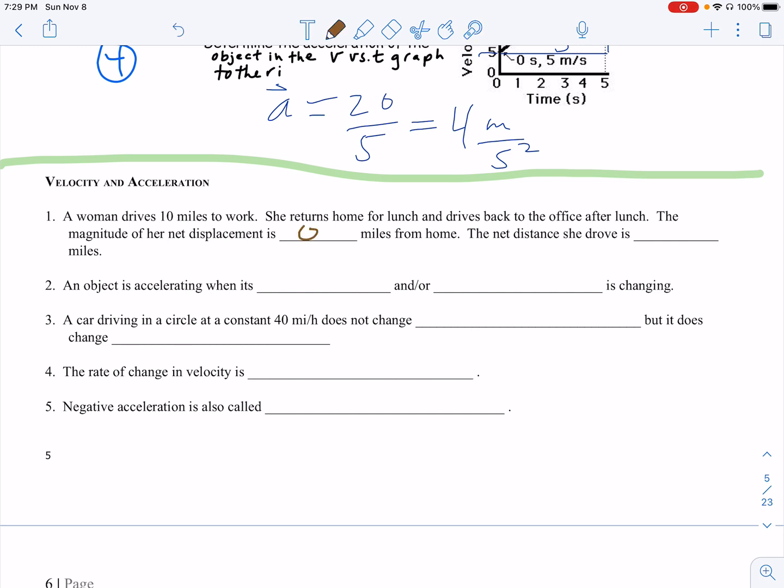Why? Because she ends and starts at the same place. She starts at work and ends back at work. So 0 displacement. The net distance she drove, as opposed to net displacement, is 10 miles to work, 10 miles back. So that'd be 20 miles.